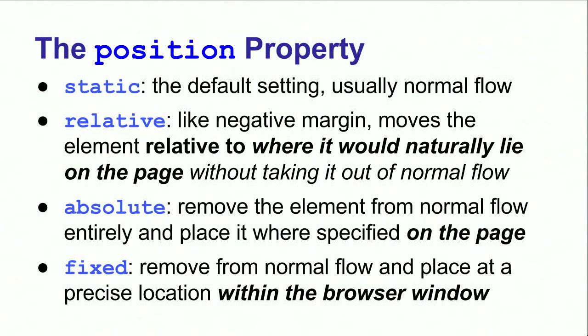There are 4 kinds of positioning that can be specified. The default is static, which is what unpositioned elements get anyway. Relative positioning acts like negative margin, shifting the element from its normal place in the normal flow. Absolute positioning places the element exactly where specified on the page. Fixed positioning places the element in a fixed location within the browser window, not moving at all as the user scrolls the page.